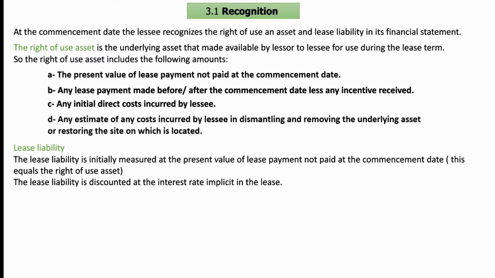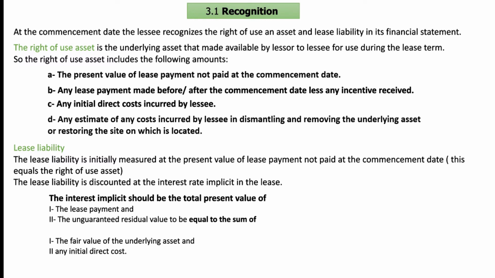The lease liability is discounted at the interest rate implicit in the lease. So in order for us to account for the lease liability, we should use the interest rate that is implicit in the lease. The implicit interest rate is the rate at which the total present value of the lease payments and the unguaranteed residual value is equal to the sum of the fair value of the underlying asset and any initial direct costs.